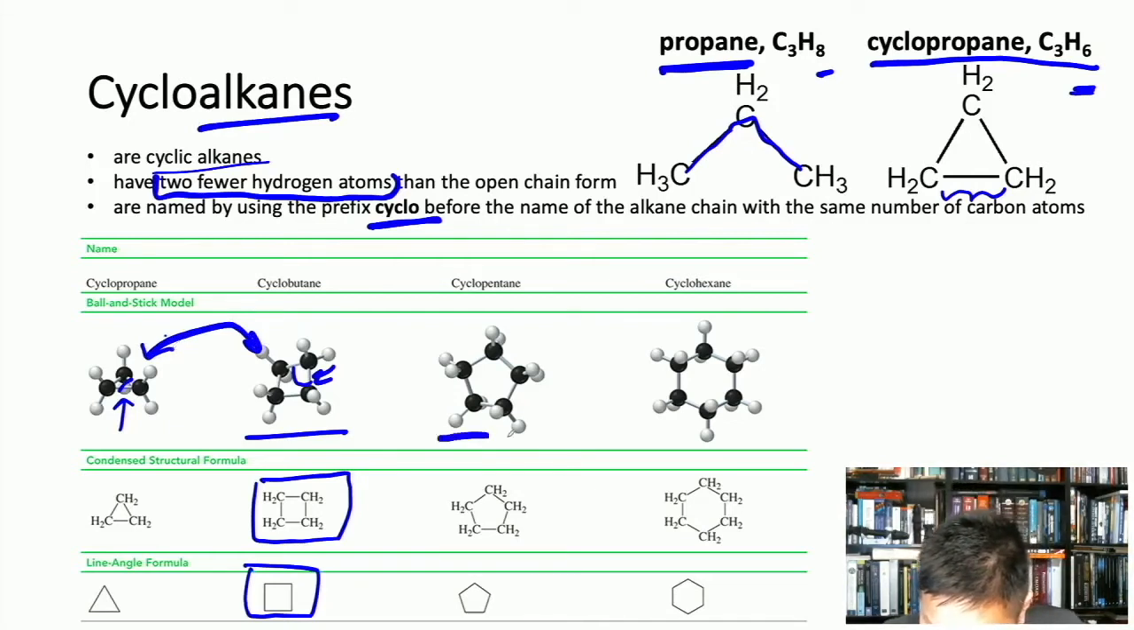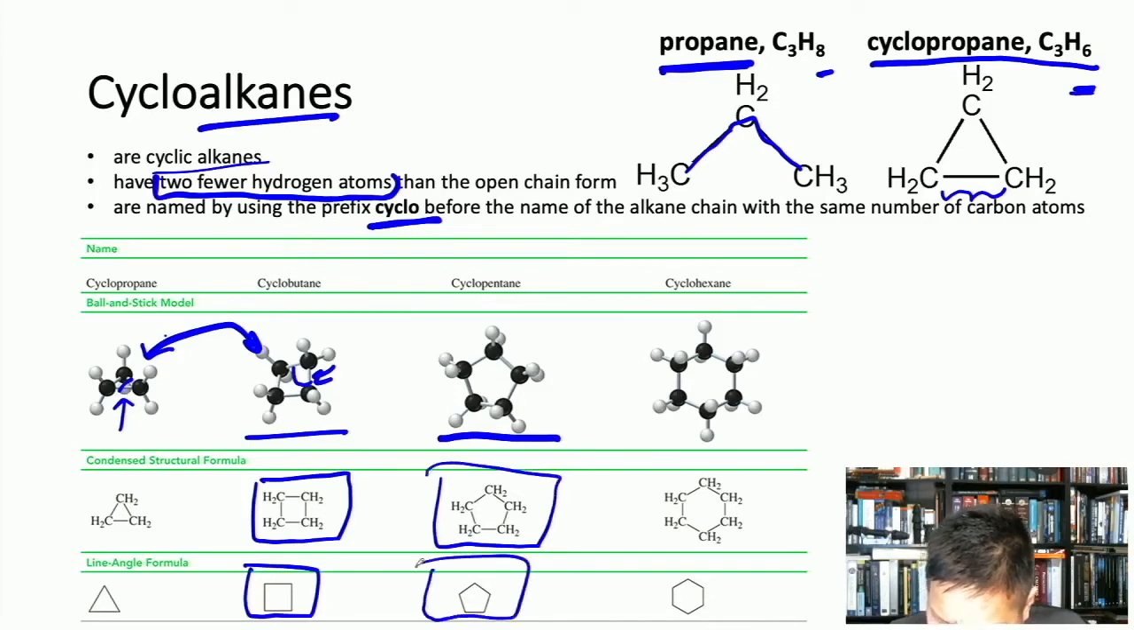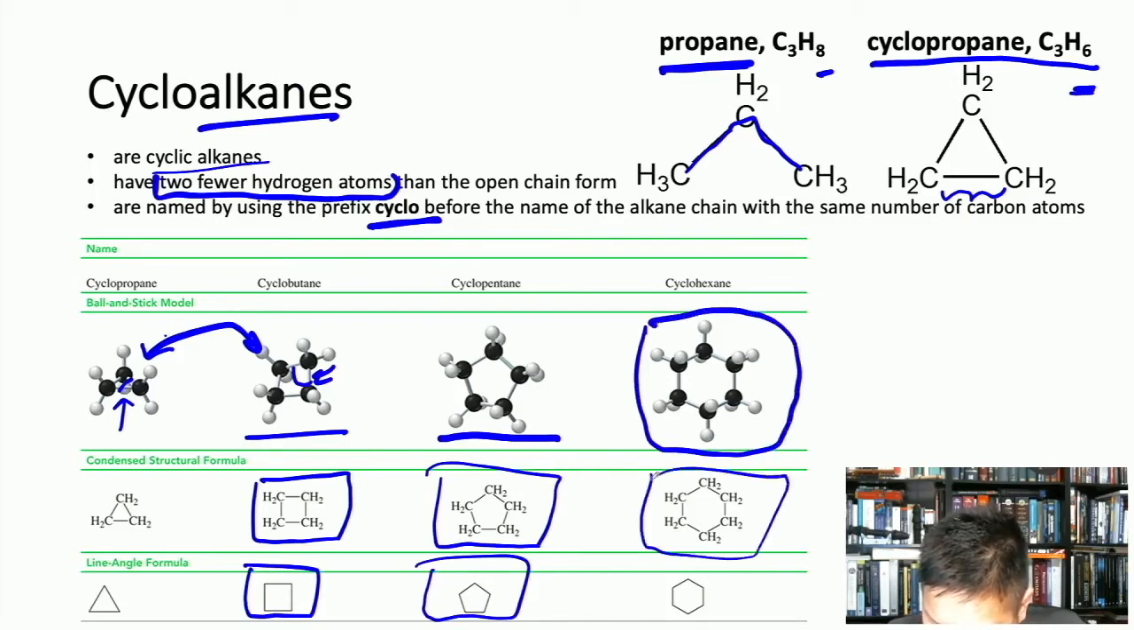Cyclopentane right there, ball and stick, looks a little bit less strained, right? Here's a condensed structural formula and its line angle. And then last but not least is cyclohexane, right? This is its condensed structural formula. This is its line angle for the cyclohexane. But if hexane were not cyclic, it was just hexane by itself, it would just look like this.